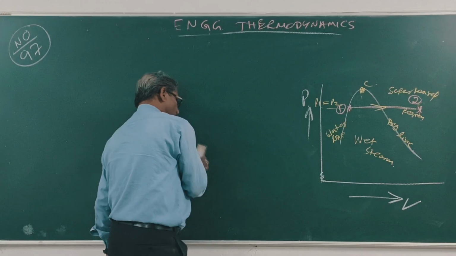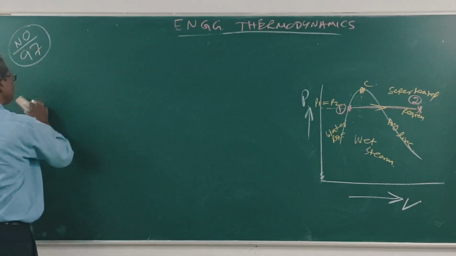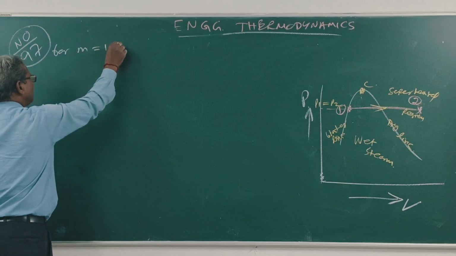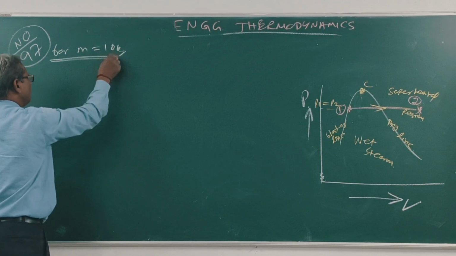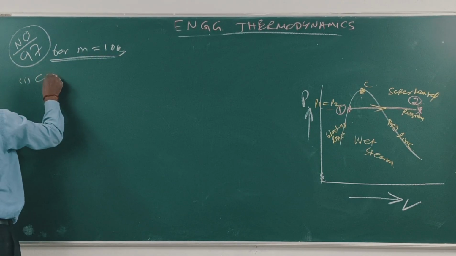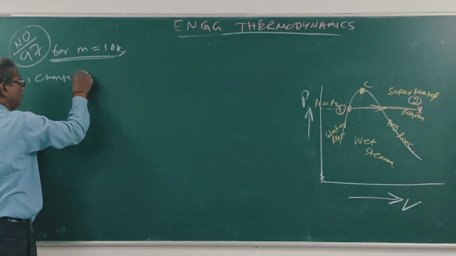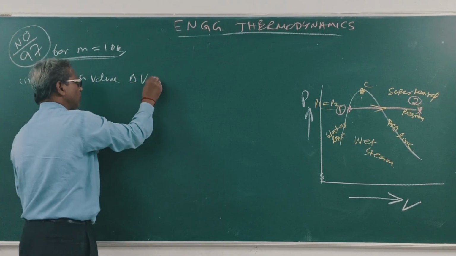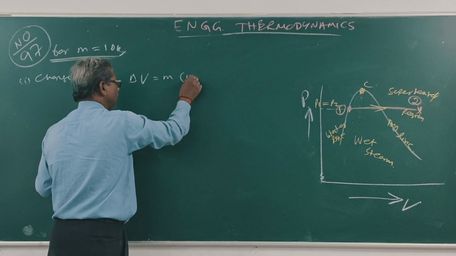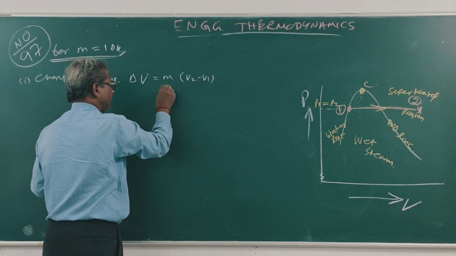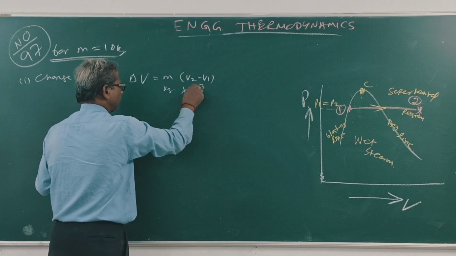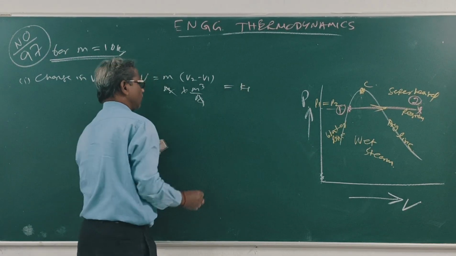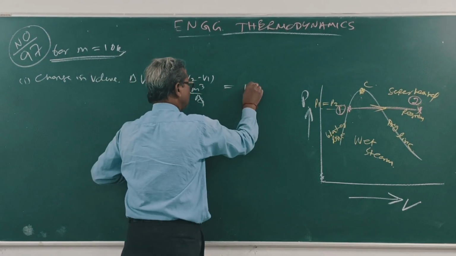Now, for a mass of 10 kg, number one, change in volume. Delta V is equal to M into (V2 minus V1). M is in kg, V is meter cube per kg, so the answer is in meter cube.